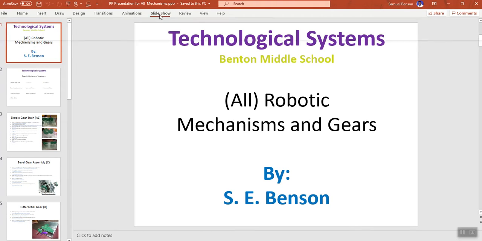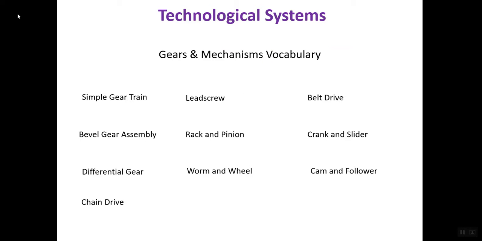I'm going to start the presentation with the first one. Actually, even before we get to the first one, let's do a little bit of vocabulary. We're going to be talking about the simple gear train system, the bevel gear train system, differential gear train system, chain drive system, the lead screw gear train system, the rack and pinion gear train system, the worm and wheel gear train system, belt drive system, and the crank and slider gear train system. And finally, the cam and follower gear train system. So let's get right into it.